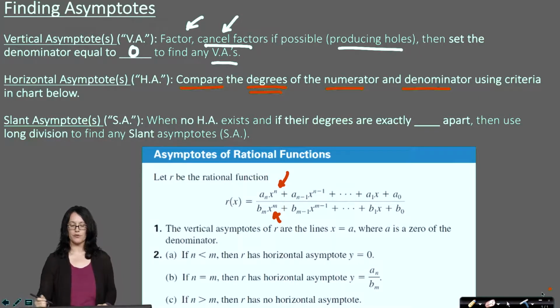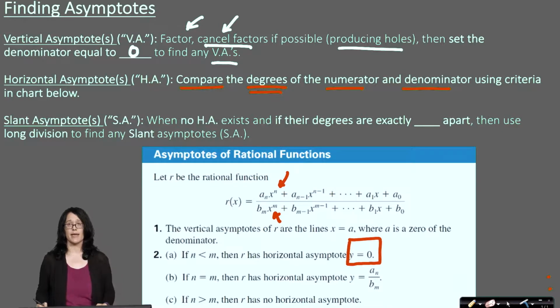So if the degree of your numerator is smaller than the degree of your denominator, what's happening then is your denominator is growing faster, which means that your fraction is getting closer and closer to 0. So that's the case where you'll have a horizontal asymptote at y equals 0. And that's what happened with 1 over x, because the denominator had a degree of 1 and the numerator had a degree of 0. So that happened in that example.